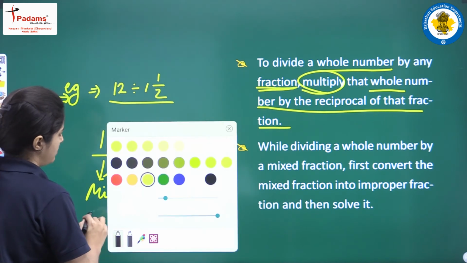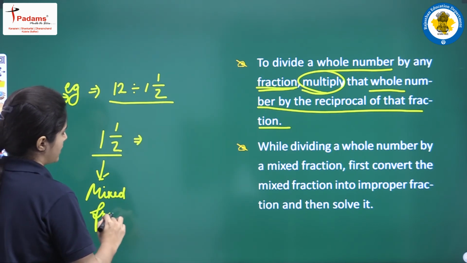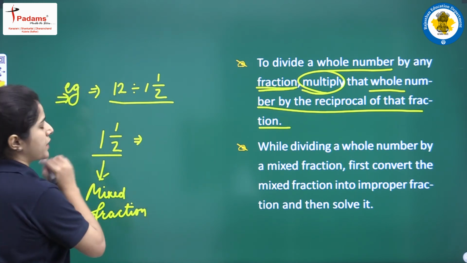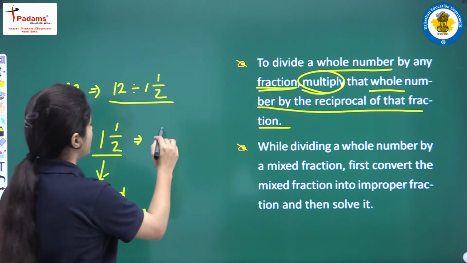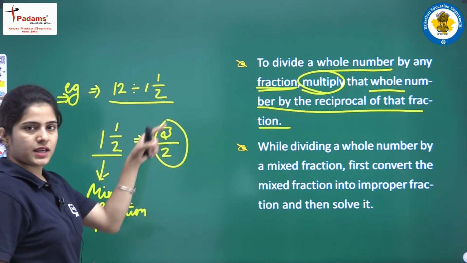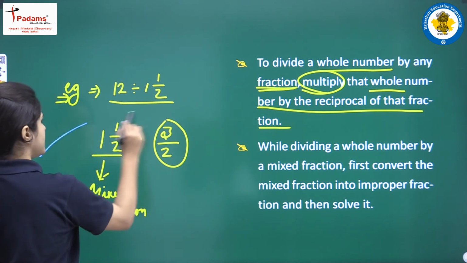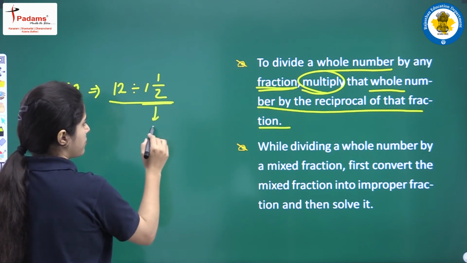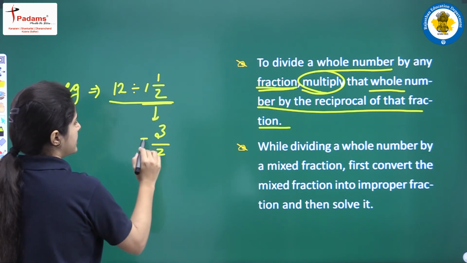So, firstly I need to convert this mixed fraction into the improper fraction, right. So, 2 into 1 is equal to 2, 2 plus 1 is equal to 3, 3 upon 2. So, this is the improper fraction that we have to solve, alright students. So, now I have converted this mixed fraction into the improper fraction, that is 3 upon 2.